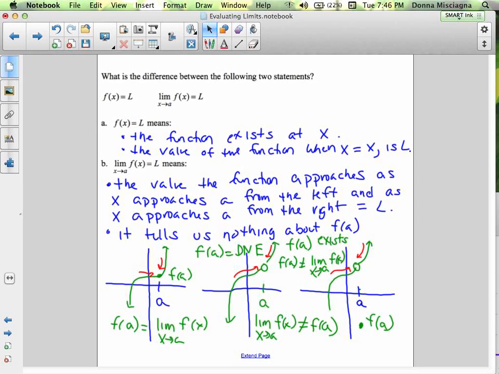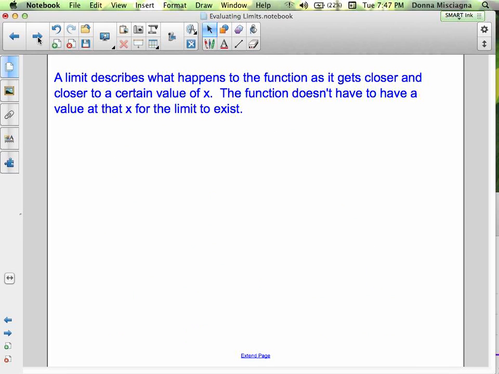All right? So include this in your notes. Of course, if I go too fast, you can always pause me. That's the nice thing about having this taped. So a limit describes what happens to the function as it gets closer and closer to a certain value of x. The function doesn't have to have a value at that x for the limit to exist. So just because you know something about the limit doesn't mean you know anything about the value of the function unless you've got some more information about that function. And just because you know the value of the function doesn't mean you know anything about the limit of the function unless you have more information about that function.